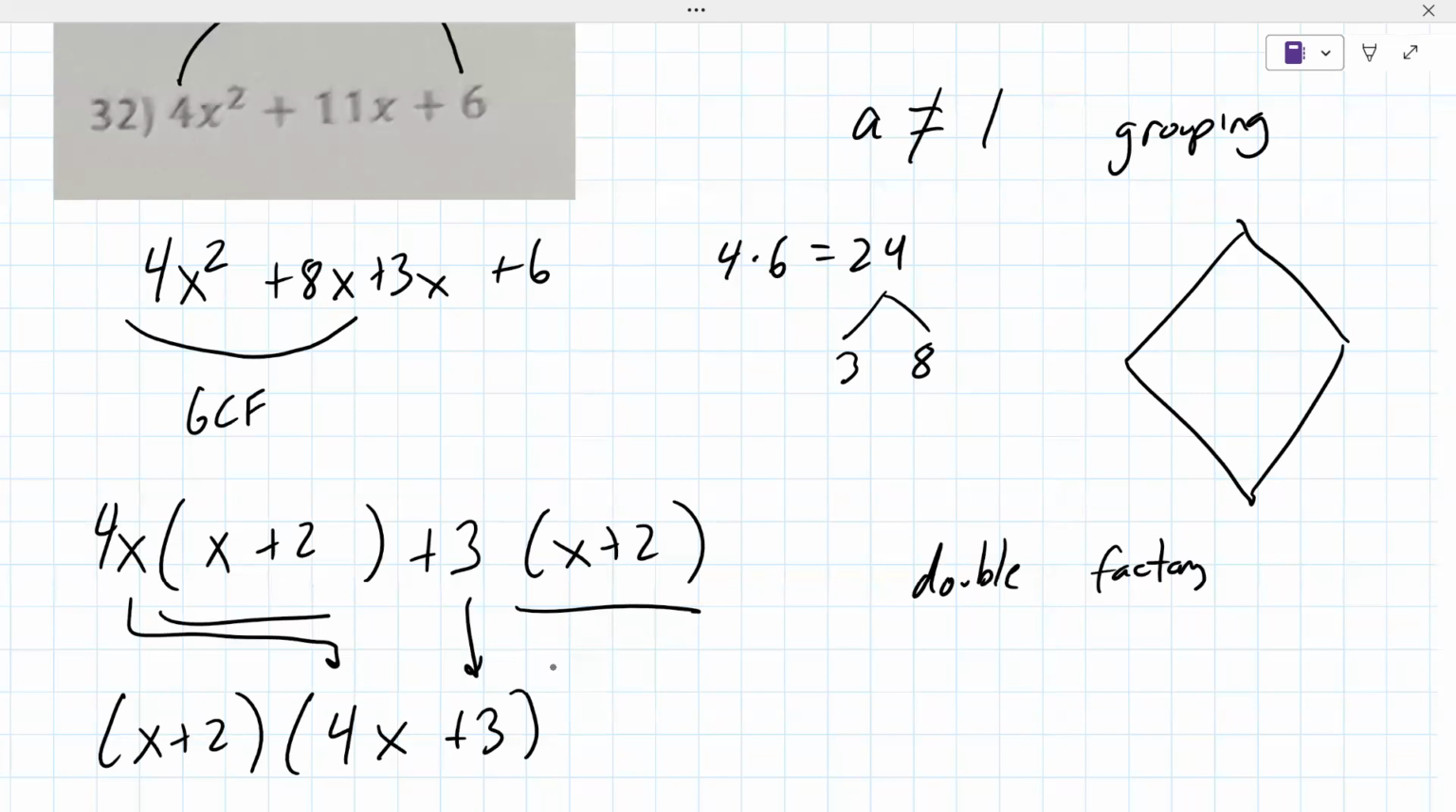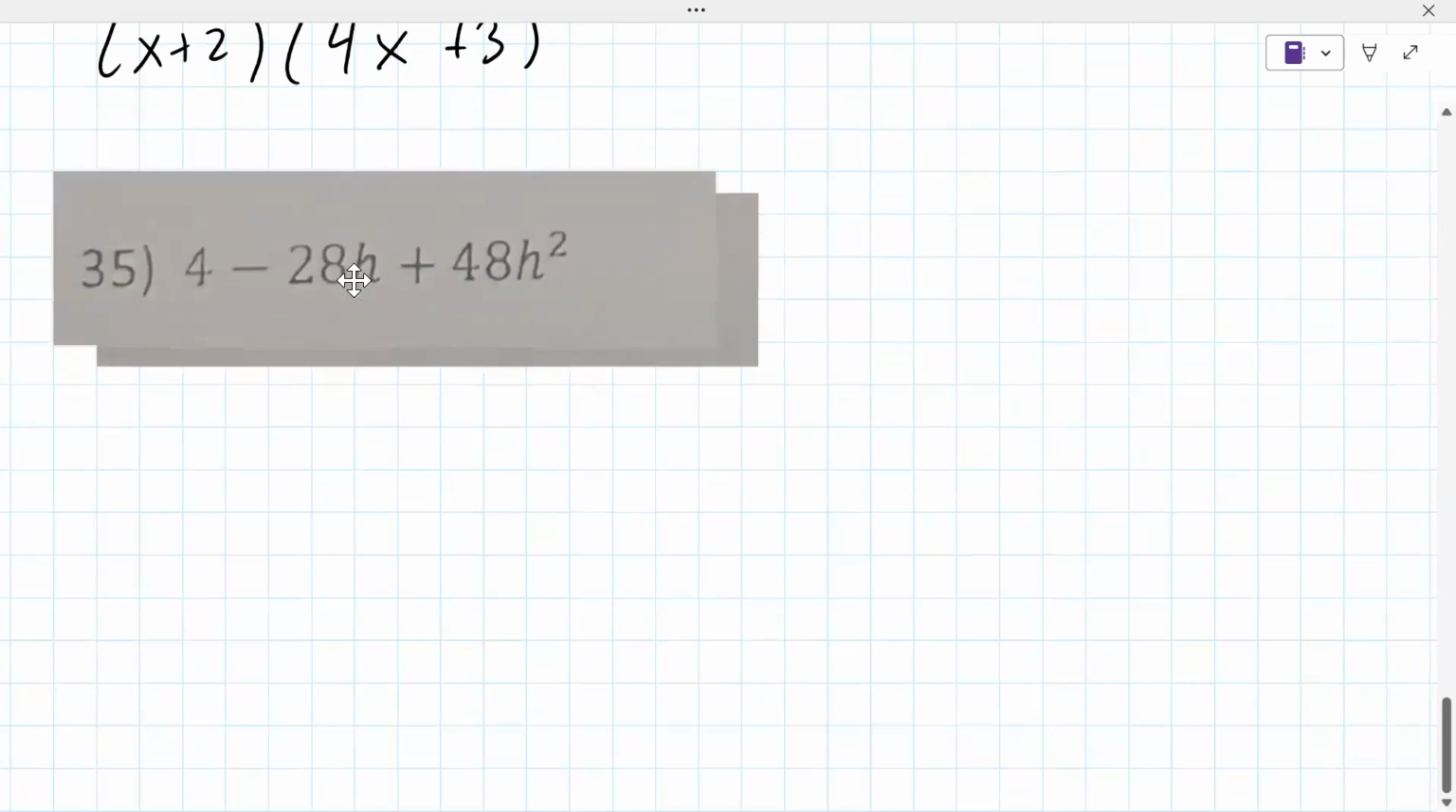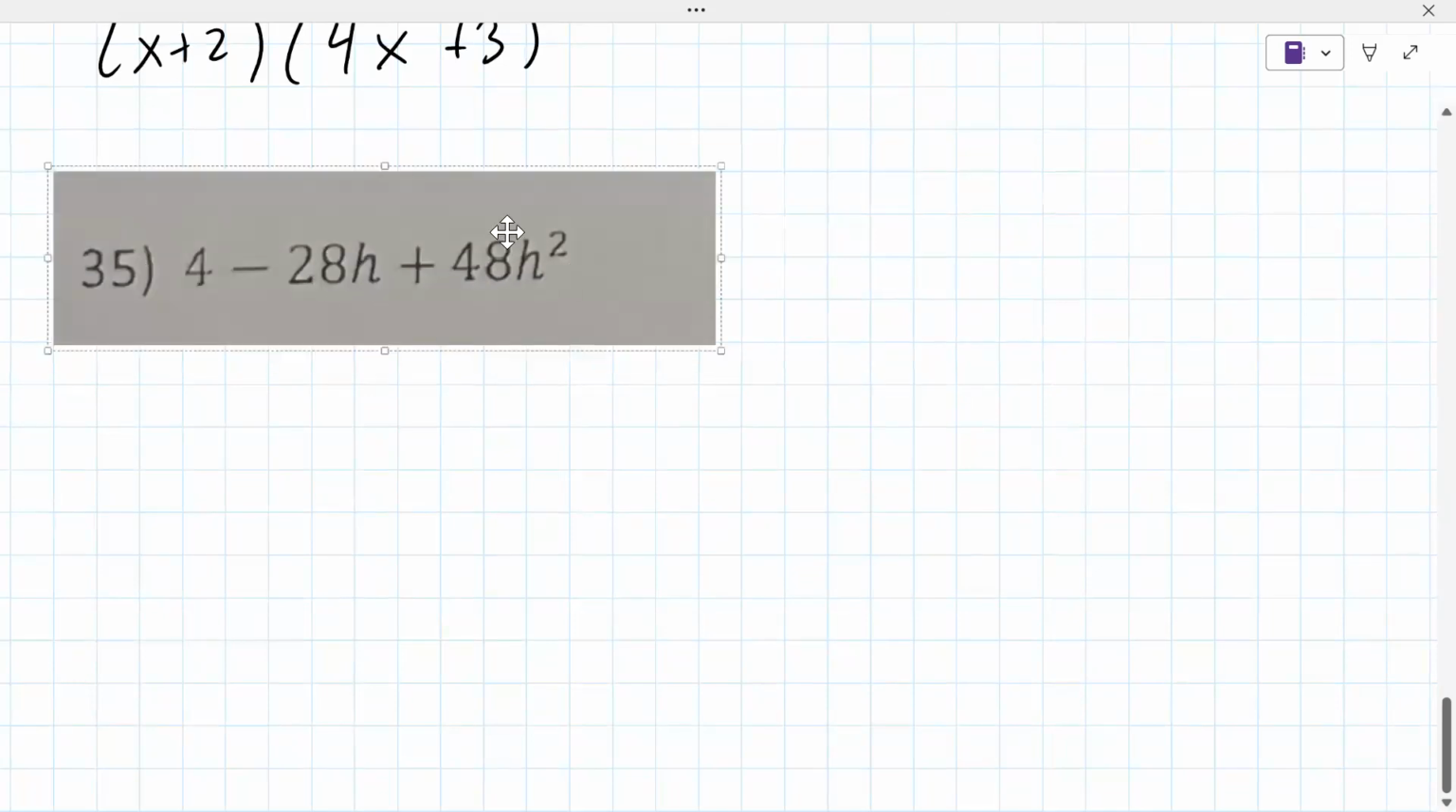All right. The next problem here, 35, is similar, but it has an additional little wrinkle to it. First thing you'll notice about 35 is it's not in the right form. It's not in descending order. So it's good to rewrite it in descending order like this.